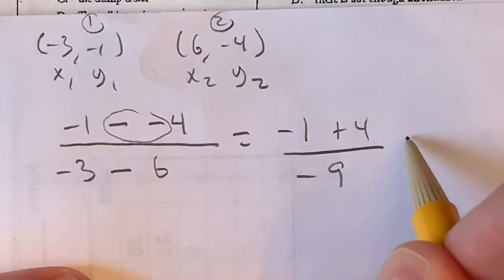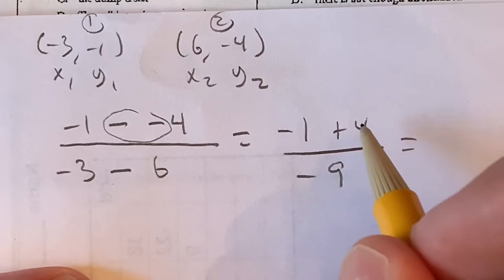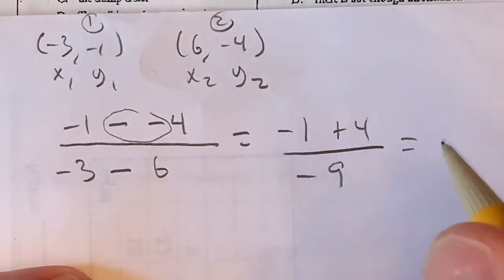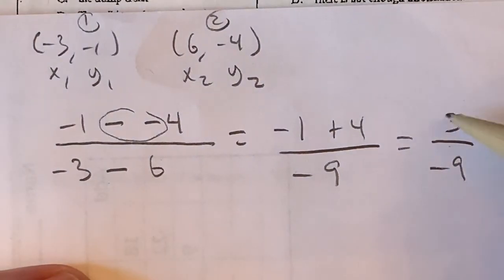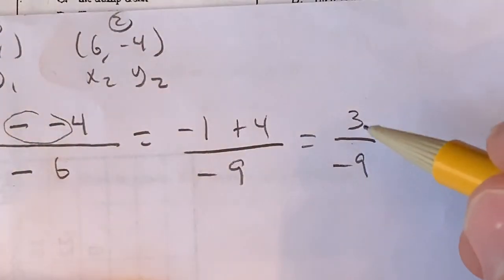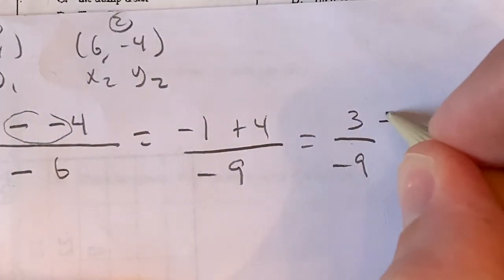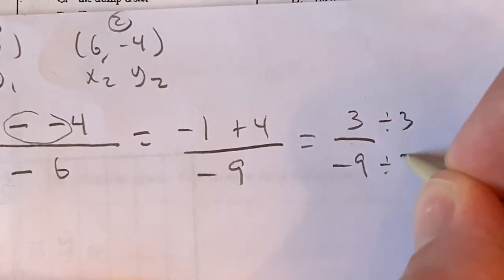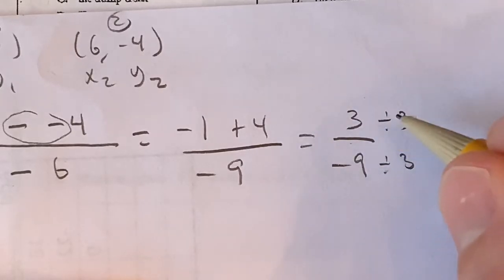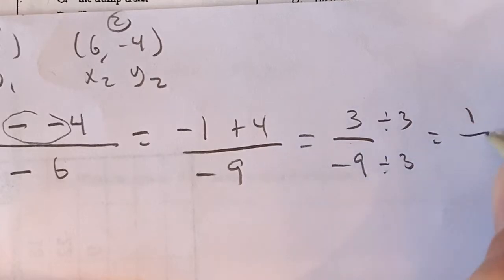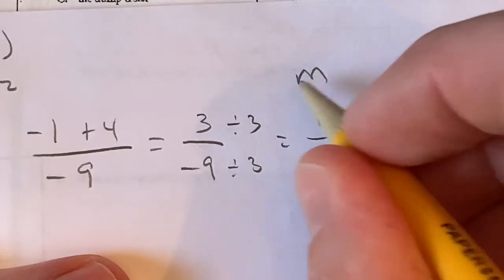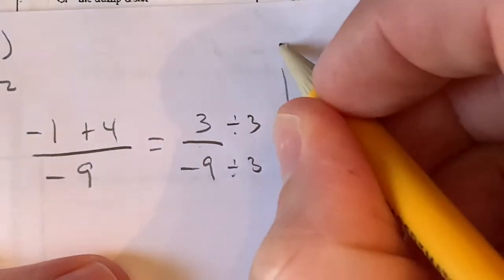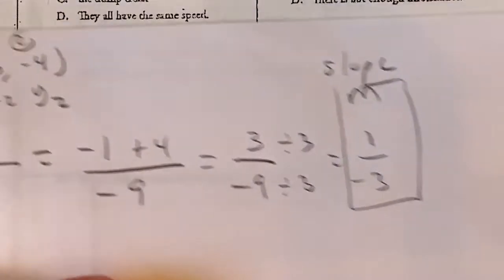Then we're going to evaluate -1 plus 4. Another way you can read this is 4 minus 1, which we all know is 3. Whenever we get to this point, we always want to look to reduce this if possible. So 3 divided by -9. Both of these are divisible by 3. So 3 divided by 3 is 1, and -9 divided by 3 is -3. So now we have our m. This is our slope. That's the first part that we need.